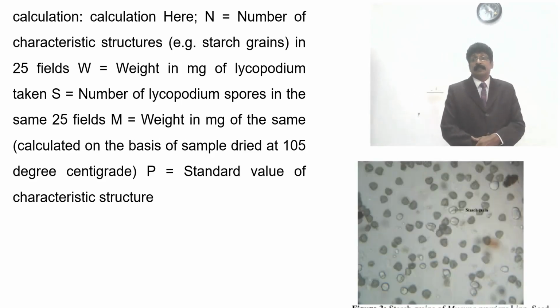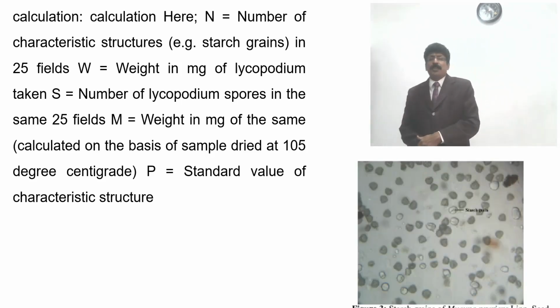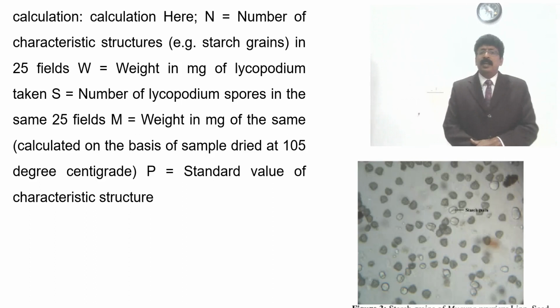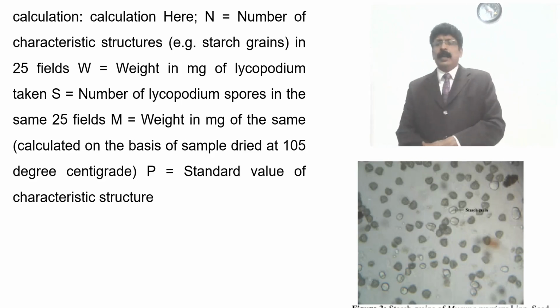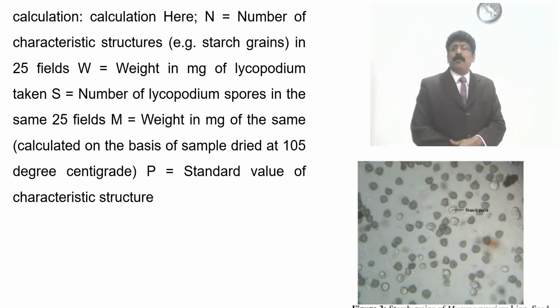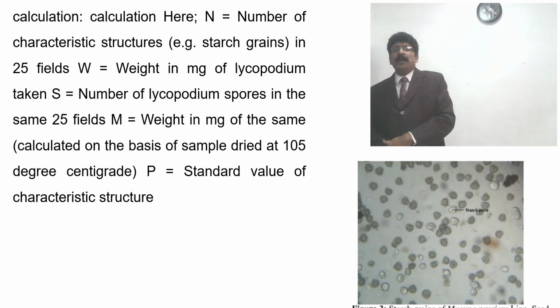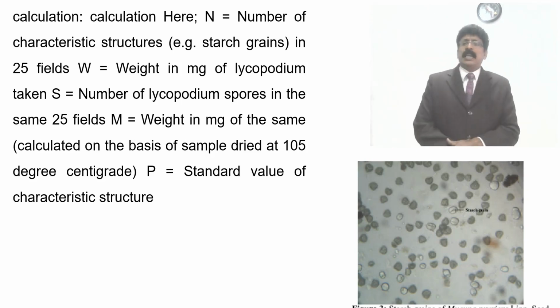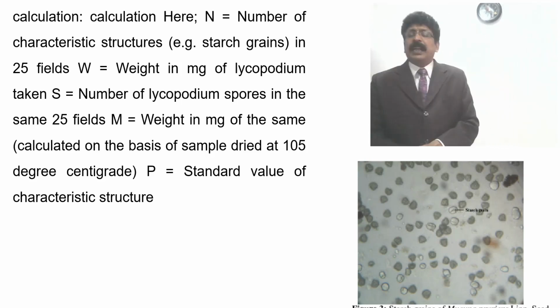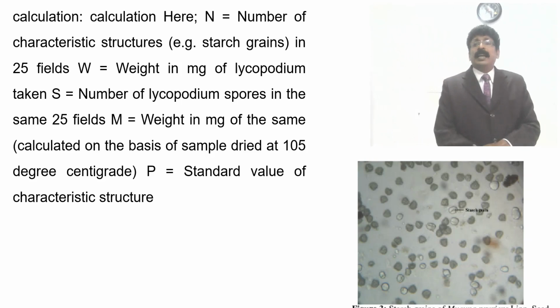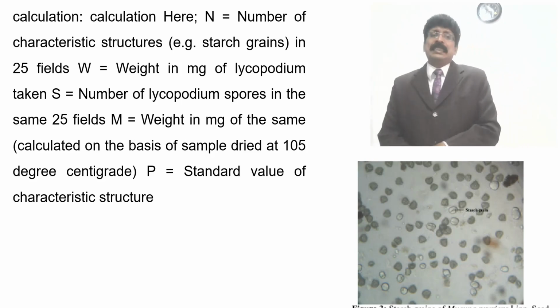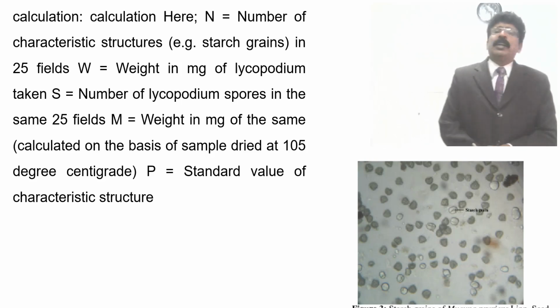So this is a picture which I am showing of the starch grains present in the mucoprotein line of the seed, which they have found, with starch grains and the Lycopodium. We can see the starch grain difference and the Lycopodium spores very clearly. So this can be identified in an area, 25 fields which you have to select, and in the 25 fields, how many Lycopodium spores are there and how many starch grains are there.